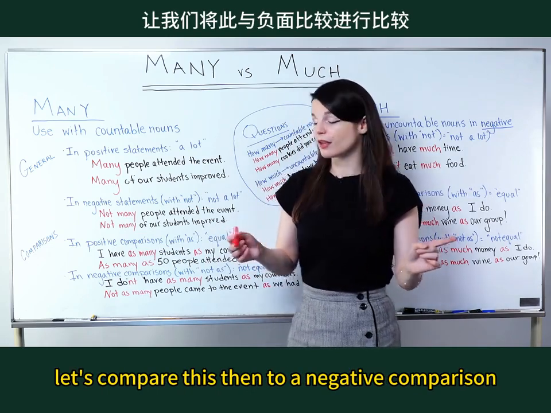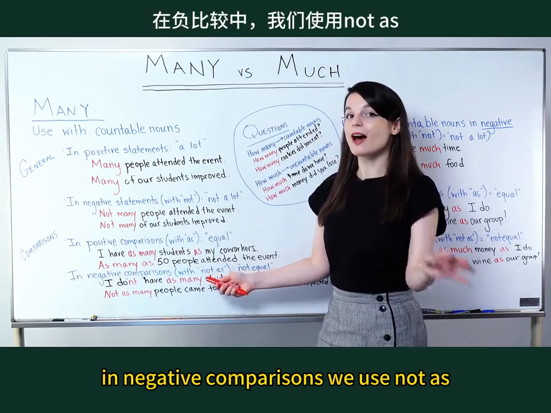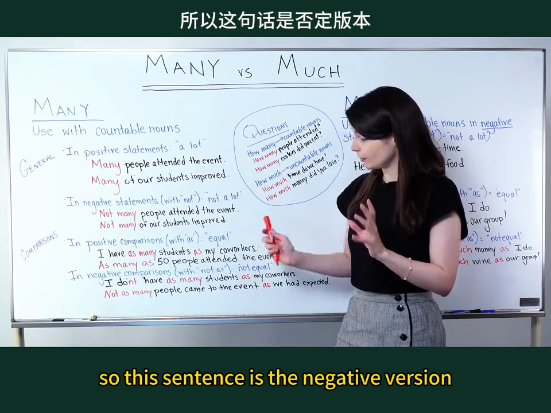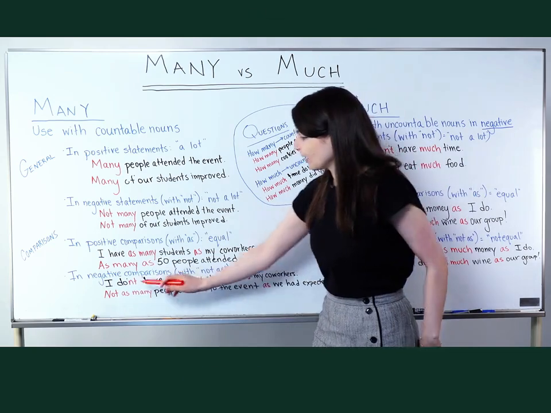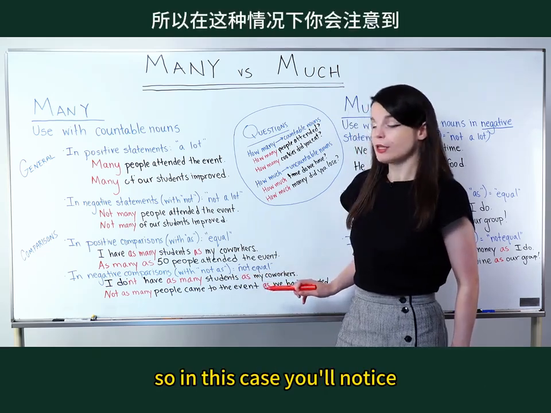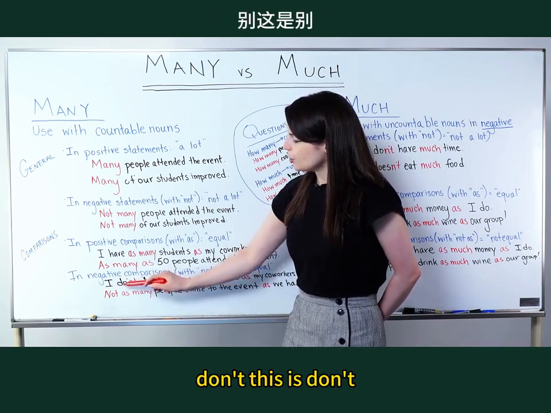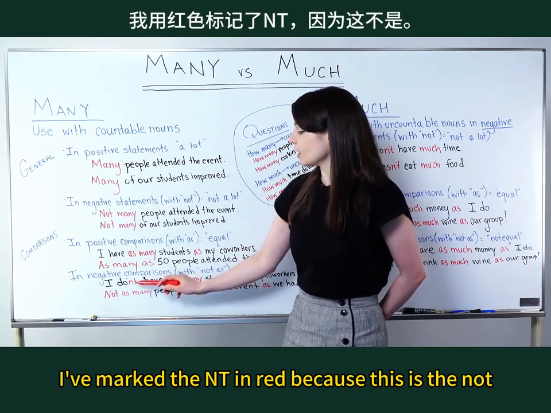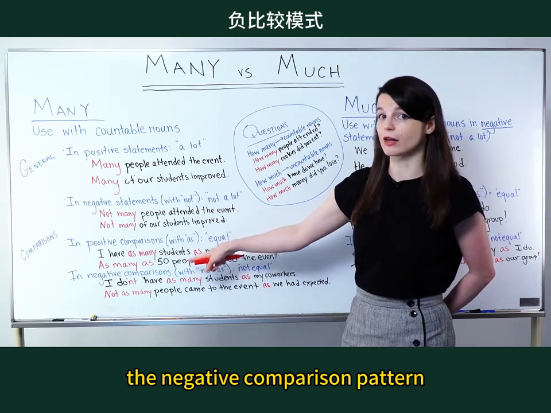Let's compare this then to a negative comparison. In negative comparisons, we use not as, and it means not equal. So this sentence is the negative version of the previous one. I don't have as many students as my coworkers. So in this case, you'll notice I've changed this part here. Don't. I've marked the n't in red because this is the not I mentioned we use with as here in this pattern, the negative comparison pattern.